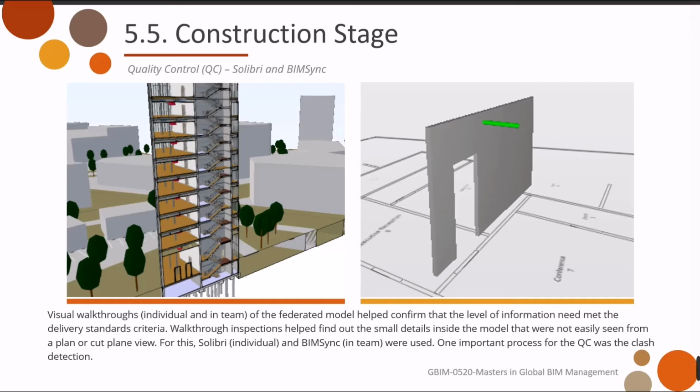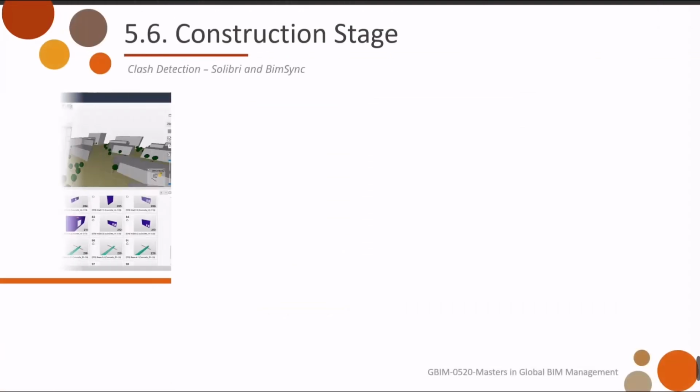When team walkthroughs were necessary, BIMsync was used as the main tool because of its accessibility and that it is a cloud-based system. The team had a small issue when using BIMsync. It could not render fast enough the models, which were of considerable size. But a way around this problem was found by connecting both Solibri and BIMsync in order to share the issues found in each one. The team also had several benefits for the most important part of the quality control, the clash detection.